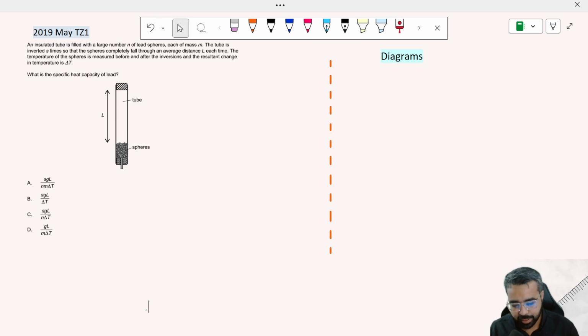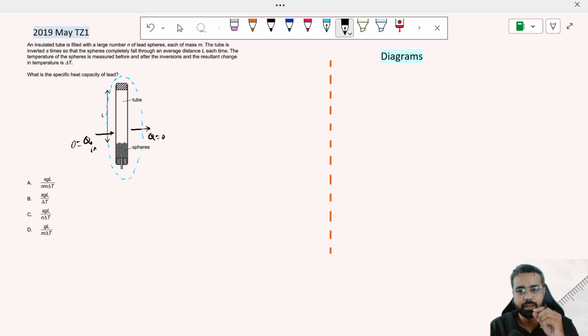Hi students, let's solve this interesting question together. In this question, as you see, a tube which is thermally insulated. So which means that according to the question, there is no heat that can go out of the system as well as no heat that can go inside the system. So all the energy changes that will happen will remain inside this system.